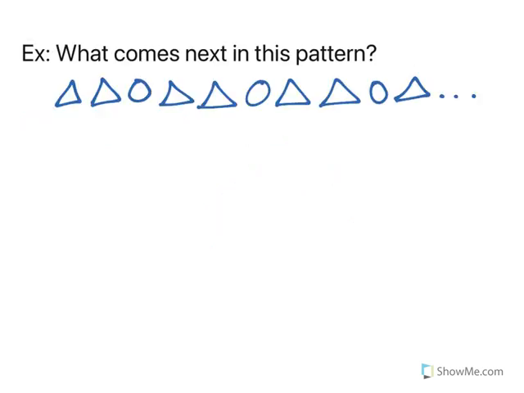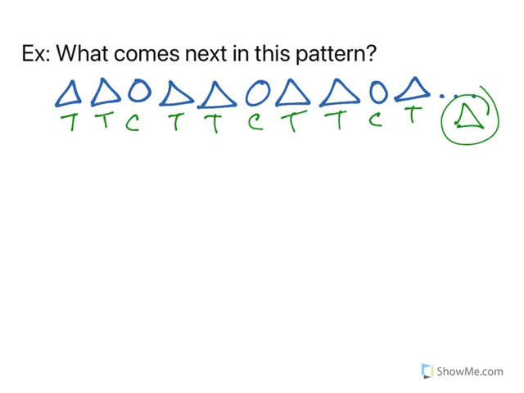What comes next in this pattern? Triangle, triangle, circle. Triangle, triangle, circle. Triangle. The next thing will be a triangle. So 2 triangles and a circle, so the next thing would be a triangle.